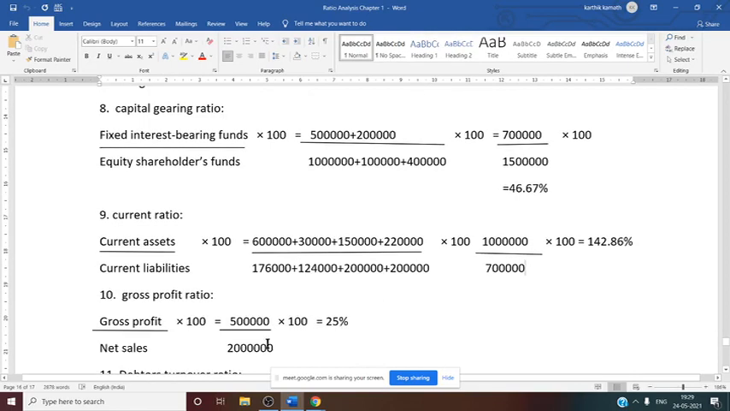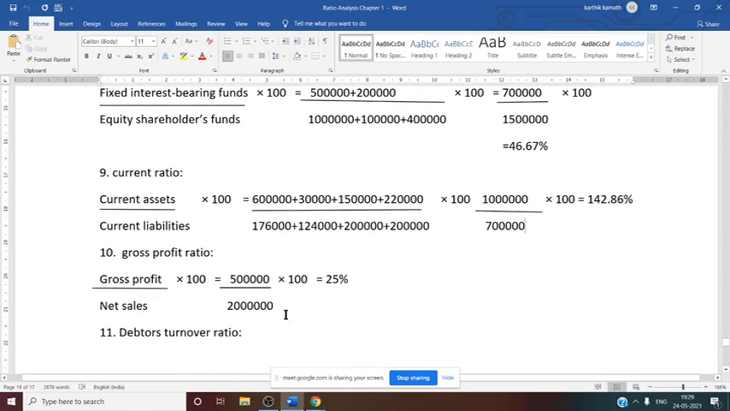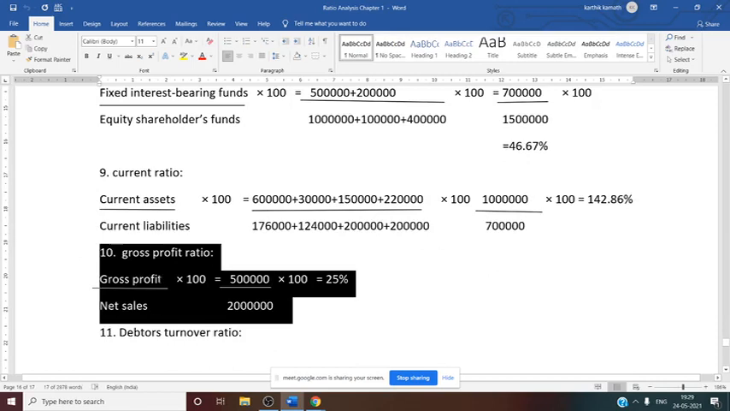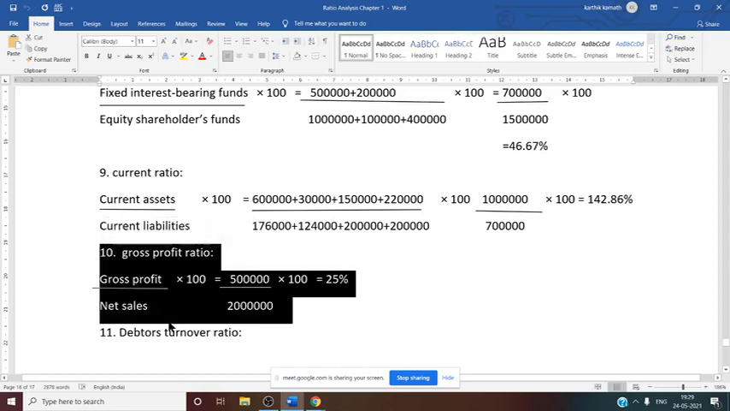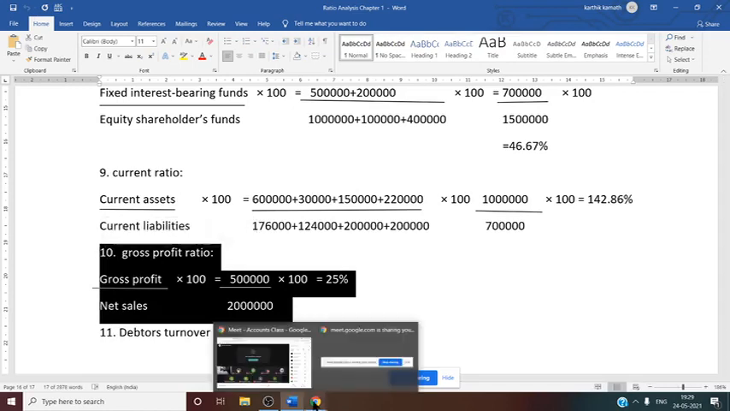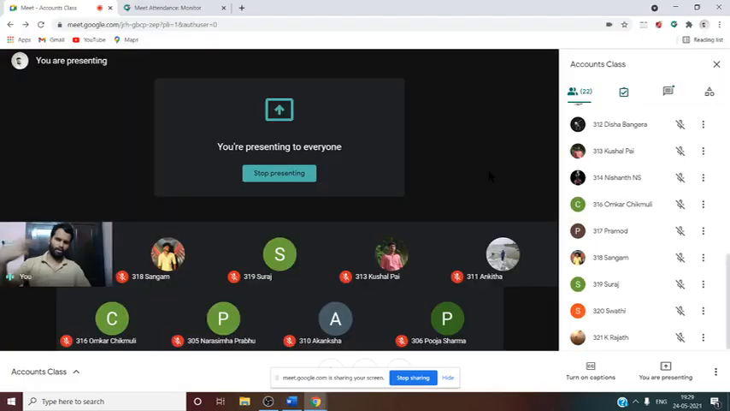Next is gross profit ratio. Gross profit ratio, if you see, gross profit divided by sale. Gross profit given in the question directly, P&L account, that is 5 lakh. Net sales also directly given, 20 lakh. 5 lakh divided by 20 lakh into 100. Gross profit is 25%. So now we solved, we discussed 10 ratios. Then again 2 more ratios are there. One is creditor turnover ratio and one more is debtor turnover ratio.